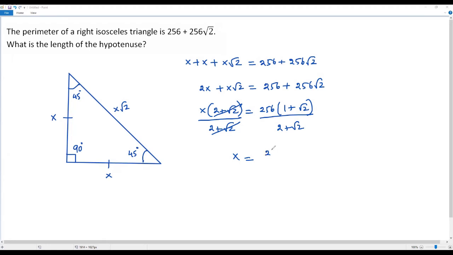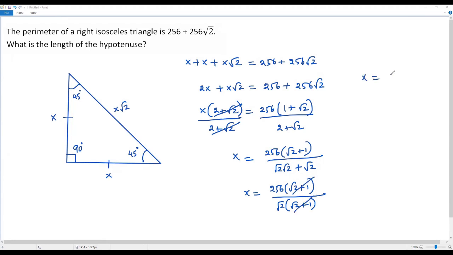On the right side, we can write 256 times (1 + √2). Here, instead of 2, we can write √2 times √2, because when I multiply √2 and √2, that is equal to 2. We can write this √2 as it is. Okay, here x equals 256 times (1 + √2) divided by, we can factor √2 out from this expression. When I factor √2 out, then I'm getting (√2 + 1) inside the parentheses. So this one will cancel out. I'm getting x equals 256 over √2.